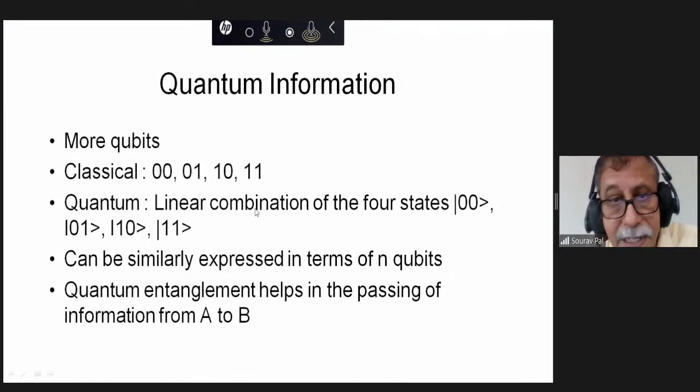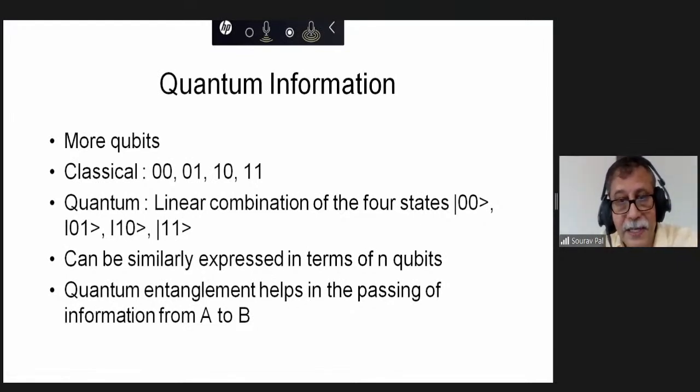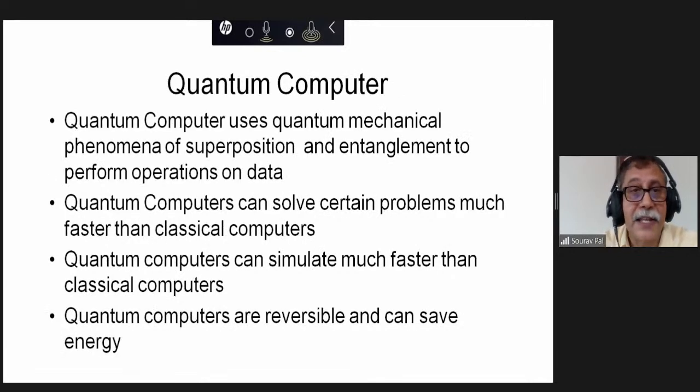So I can have n qubits, 000, 001, 11, and so many. With 0 and 1 itself, I can make n qubits. And this is basically called quantum entanglement, by which the passing of information from A to B is enabled. So it's very important to realize this.